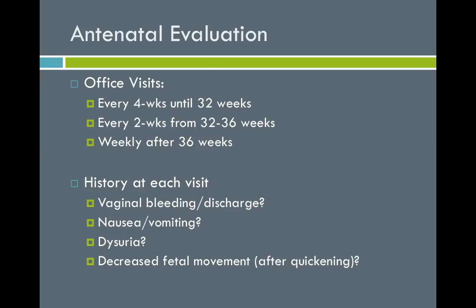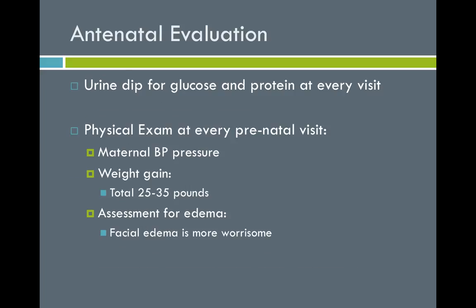Office visits. Patients should have office visits every 4 weeks until 32 weeks, every 2 weeks from 32 to 36 weeks, and weekly thereafter. That is something that you need to know, as is the next set of questions. So at every visit, you're going to ask about vaginal bleeding and discharge, nausea and vomiting, any pain with urination, and after quickening, you're going to want to know about decreased fetal movements. We're going to do a urine dip for glucose and protein at every visit.